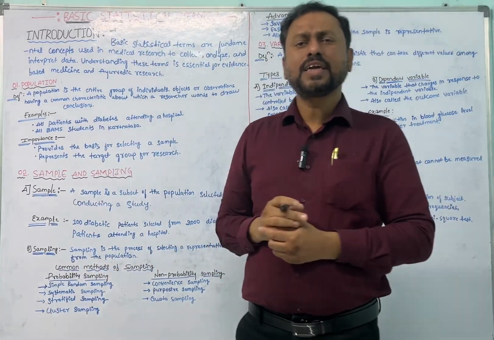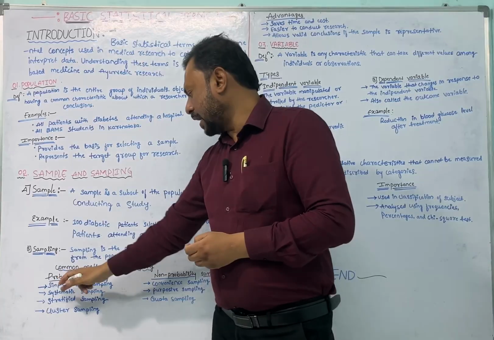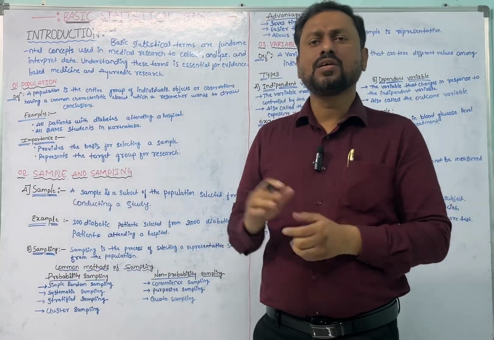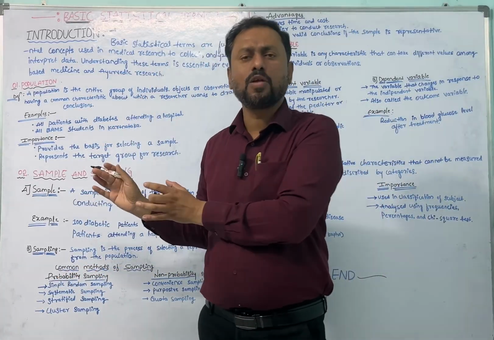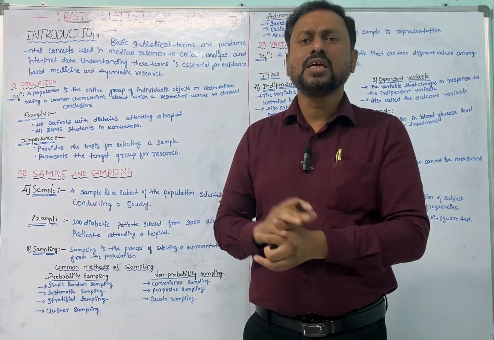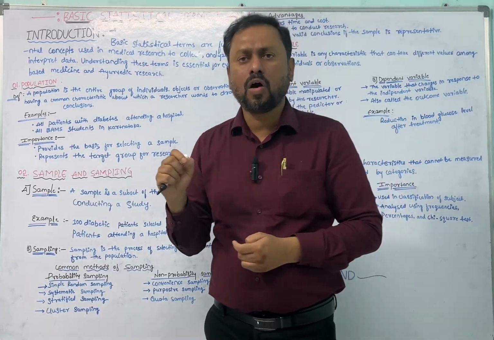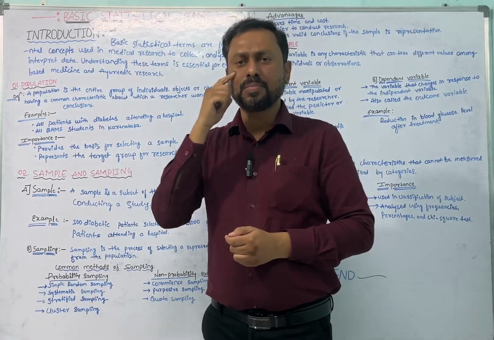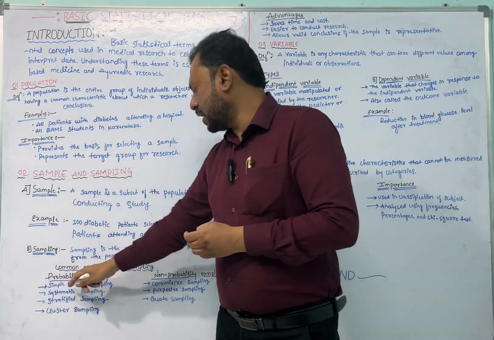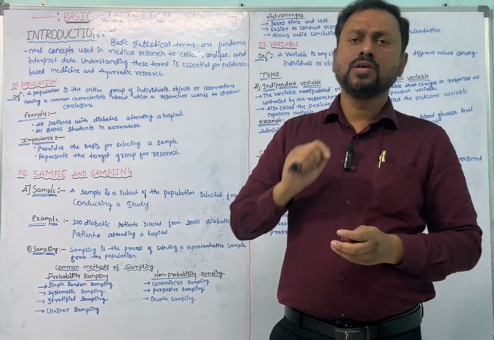The types here: first of all, simple random sampling. Suppose, in the same example, you take 2000 diabetes patients and randomly allocate them. That means, through a computer or through lottery methods, you are selecting the patients. That is called the simple random sampling method.